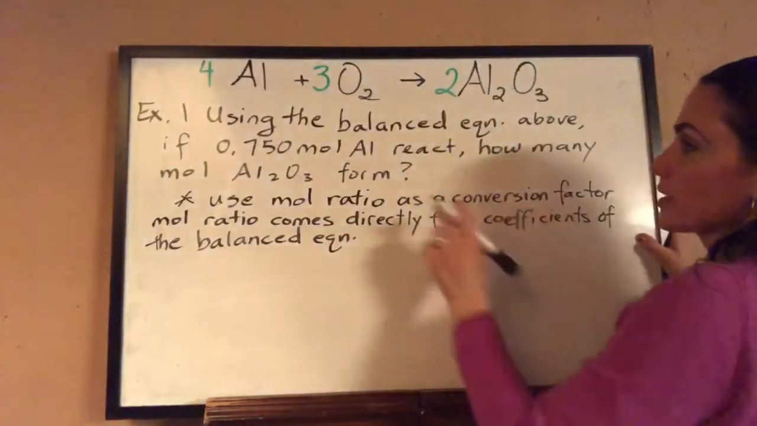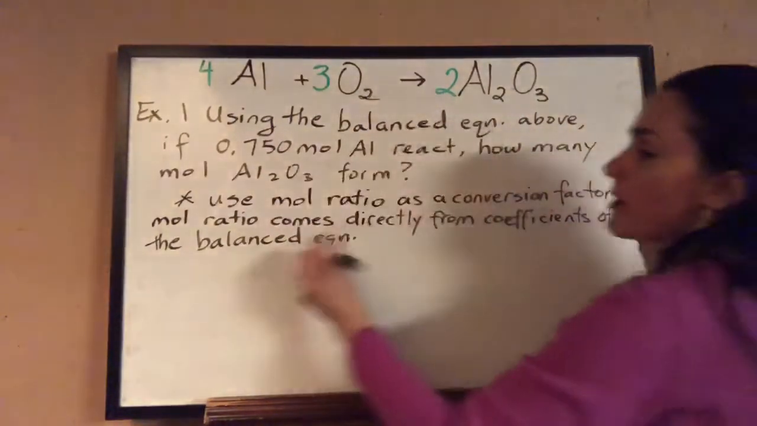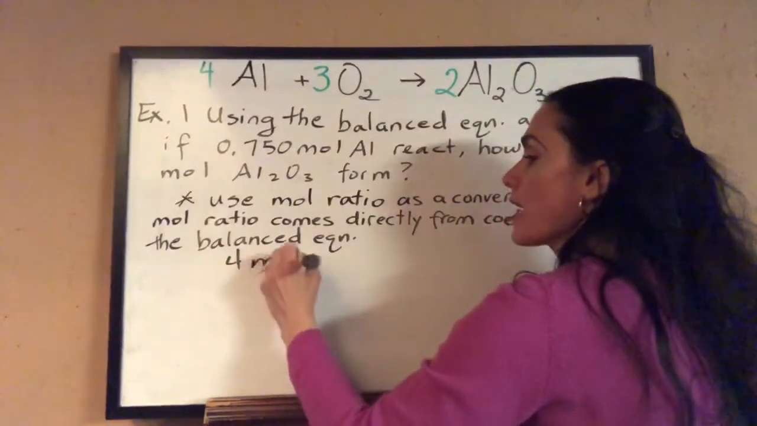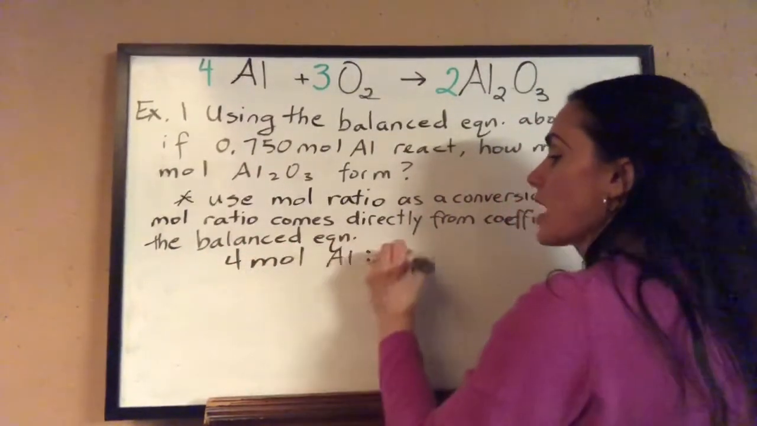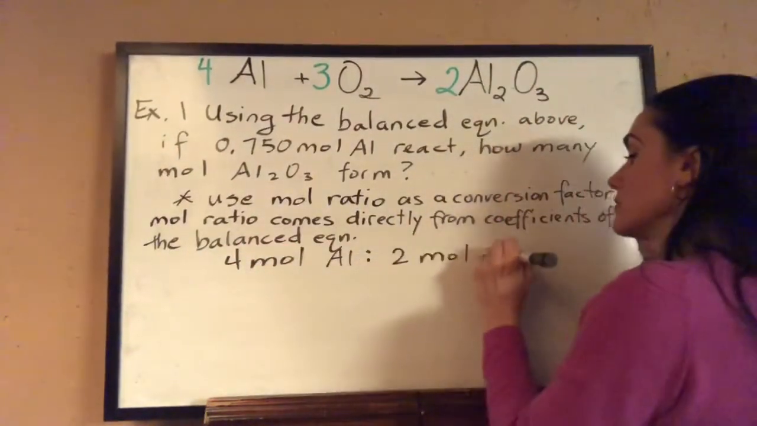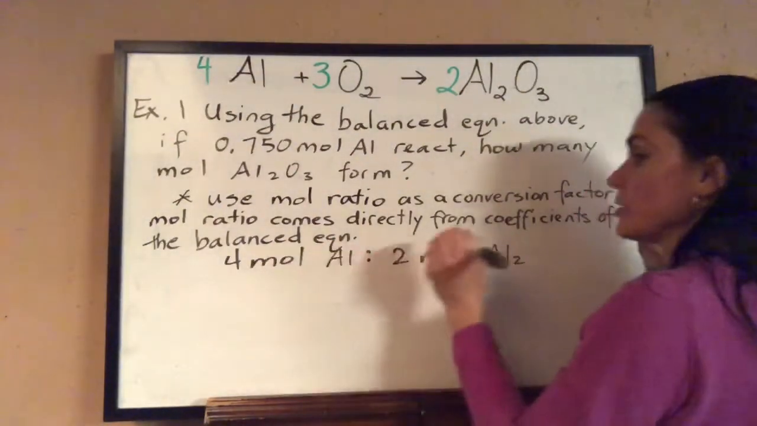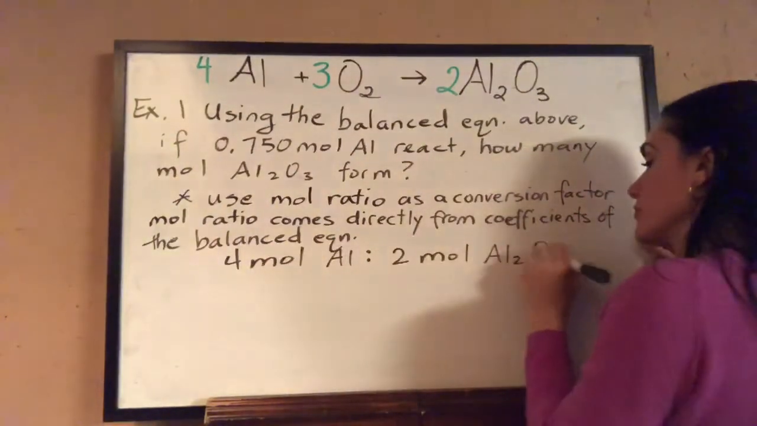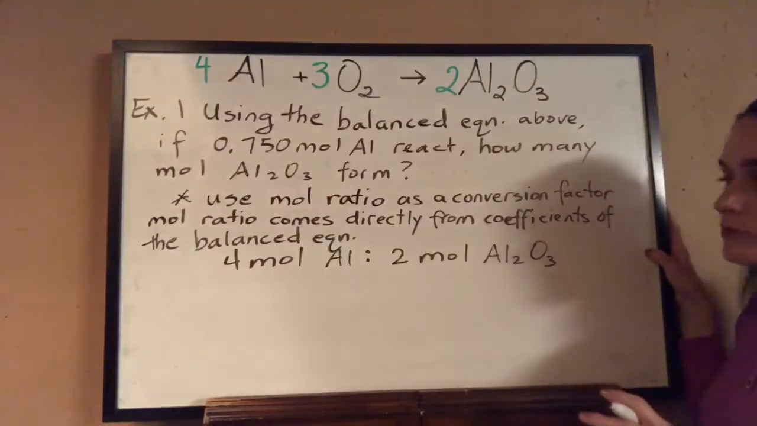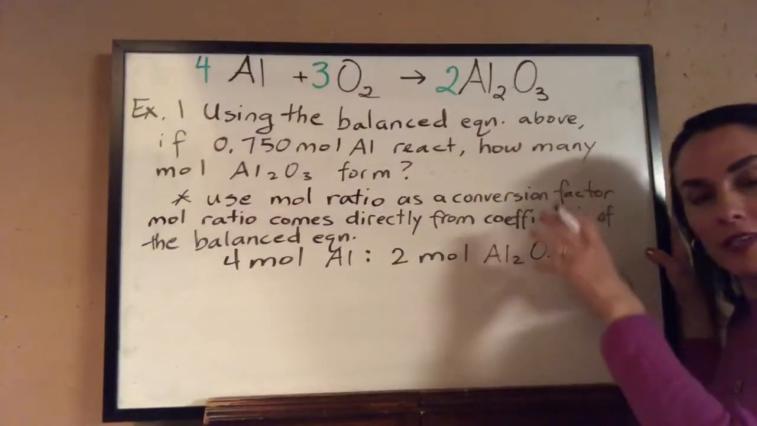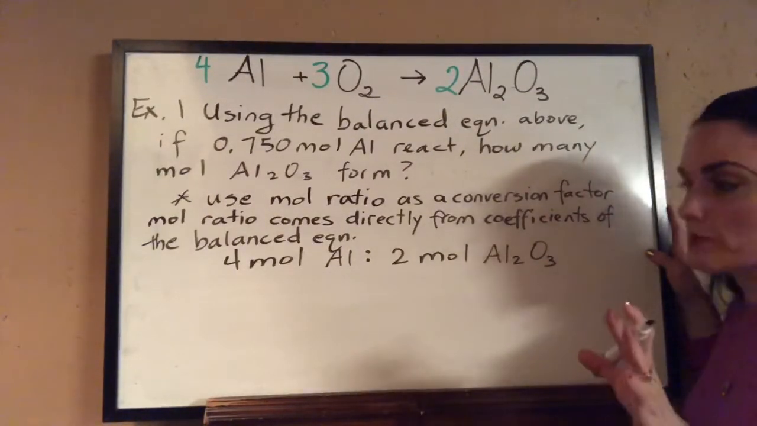So in this case, we're comparing aluminum to aluminum oxide. So let's just write out 4 moles of aluminum to 2 moles of aluminum oxide. Okay? Now, how we're going to put the given over the desired, we're going to do that in a minute.